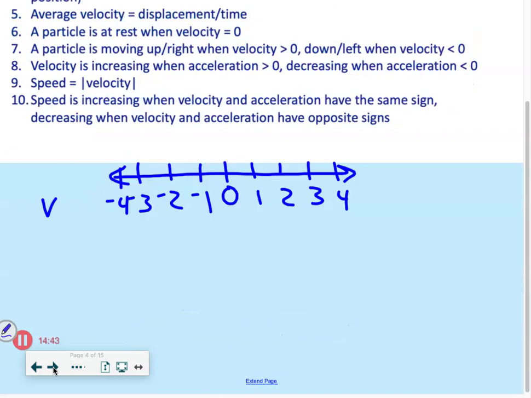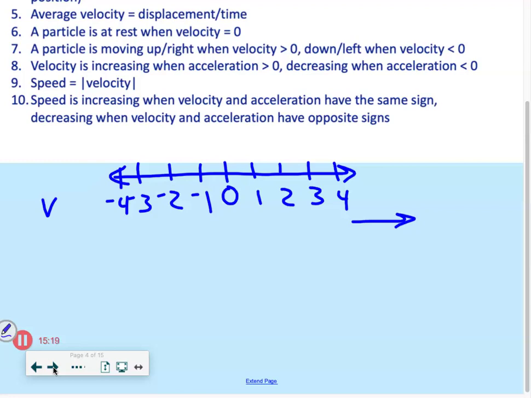Suppose these are velocity values. So here's the thing. If my velocities are positive and they're increasing, that means my velocities are moving in this direction. So when my velocity is positive and my velocity is increasing, then my speed is increasing. Like if I'm in a positive area and I'm increasing, so velocity is positive and acceleration is positive, then my speed is increasing.